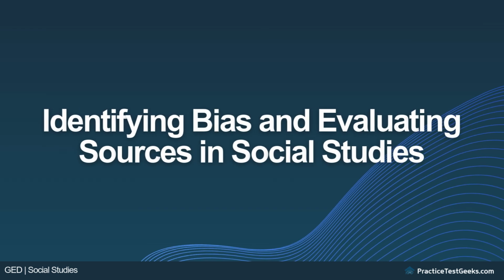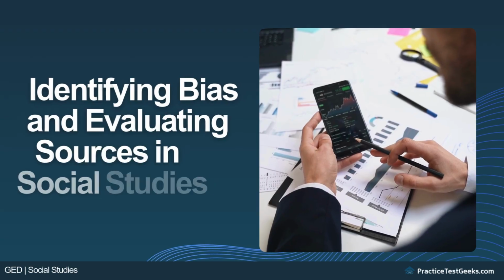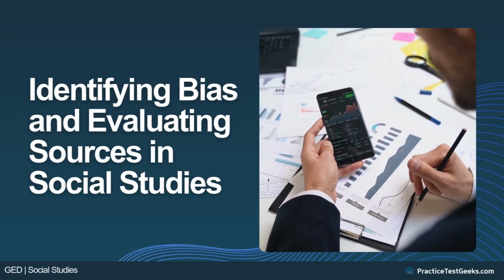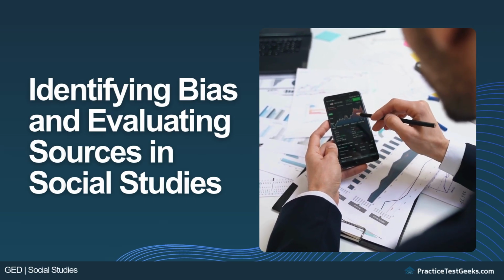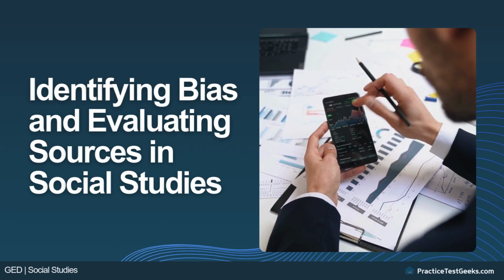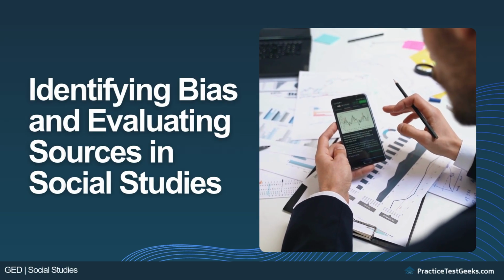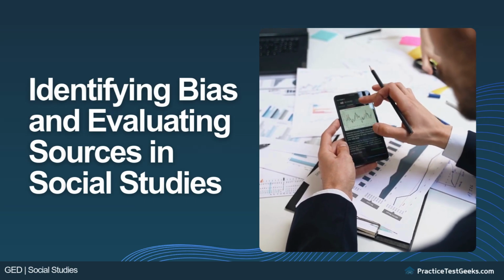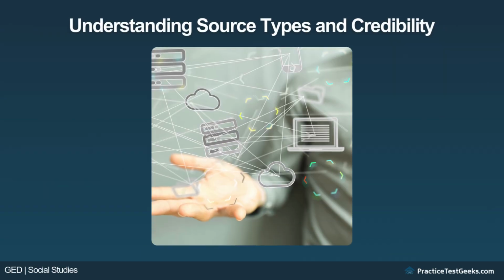Welcome to Module 5.6 of your GED Social Studies preparation. Today, we're focusing on one of the most critical skills for test success: identifying bias and evaluating sources. Approximately 30% of your GED Social Studies questions will require you to analyze the credibility, perspective, and reliability of different sources. Let's start by understanding different source types and what makes them credible.